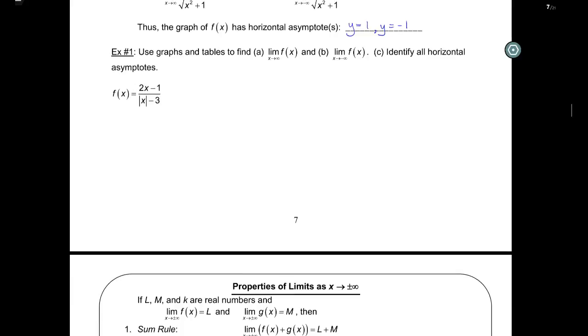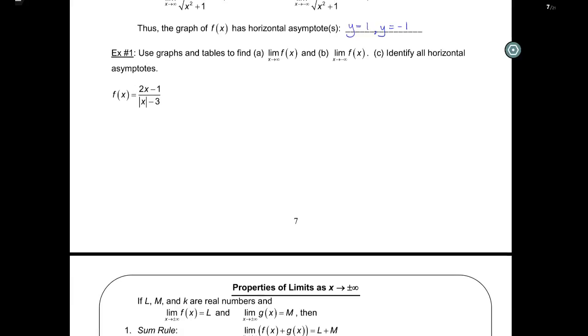Okay. Here we go. Another example. If we have f of x equals 2x minus 1 over the absolute value of x minus 3, what are the limits? We can use graphs or the tables, and we want to identify the horizontal asymptotes. Okay, so what do you think is going to be? Well, tables and graphs. So we're going to go to our calculator.